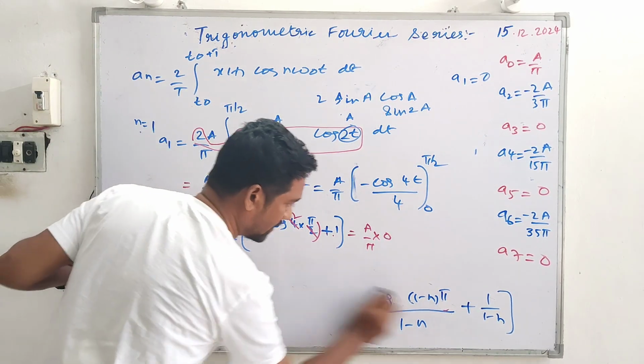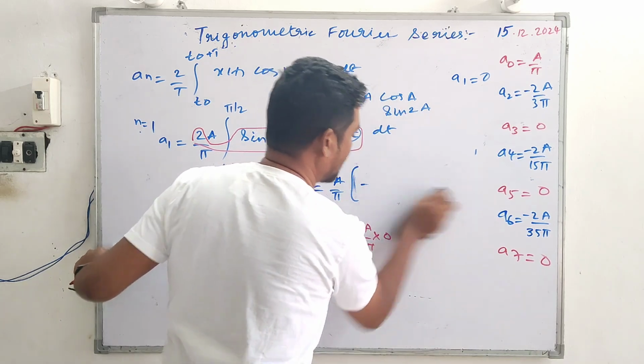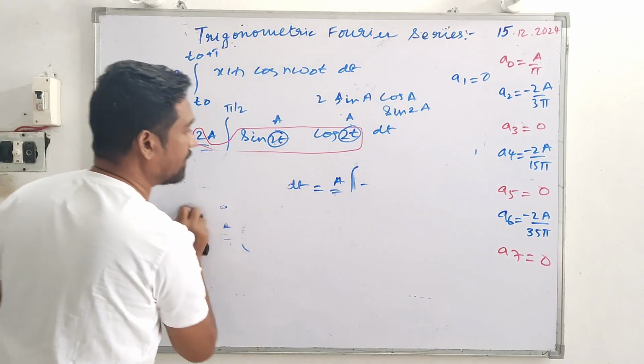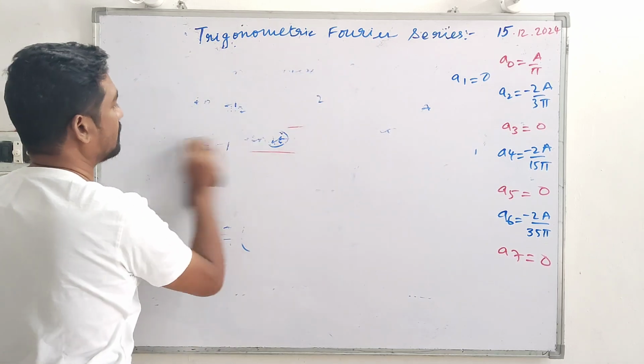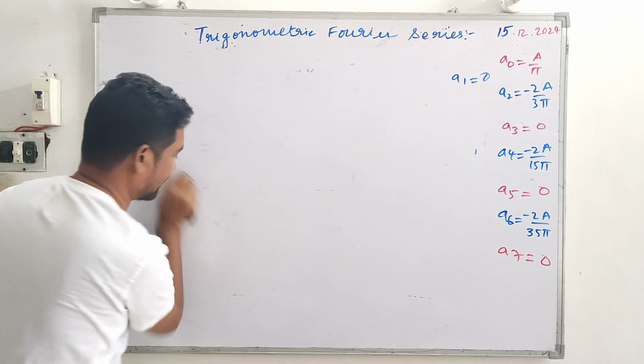Alright, so this is for the an part. Remember, a8 will be minus 2a by 7, 9, 63 pi. You can try to compute that one. Make use of your calculator.